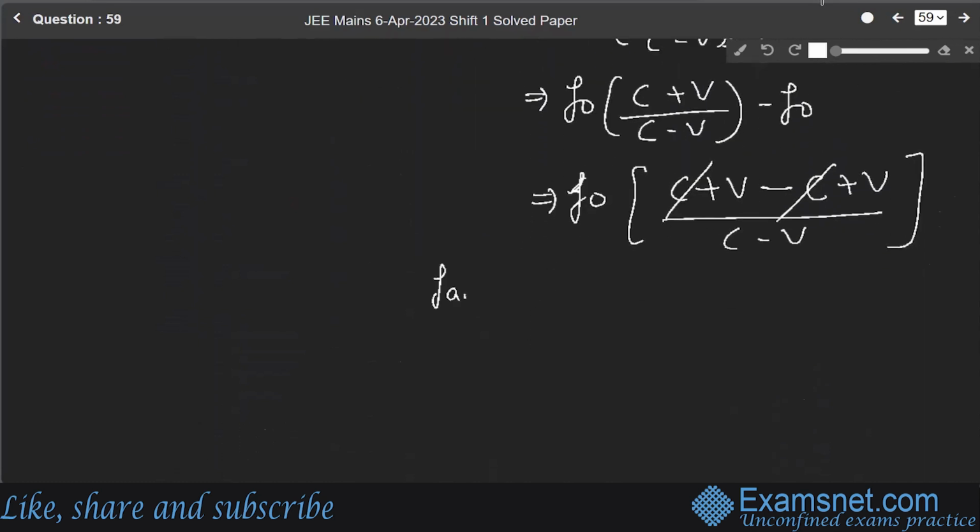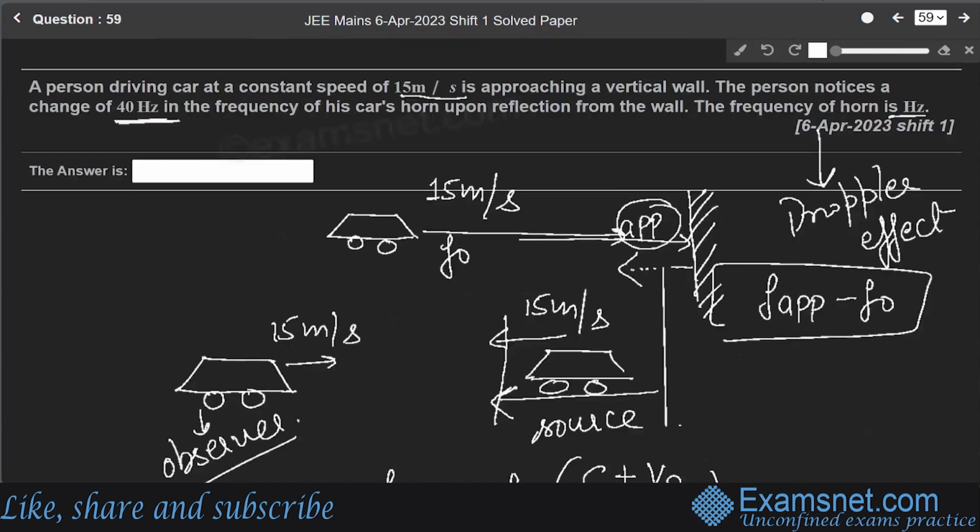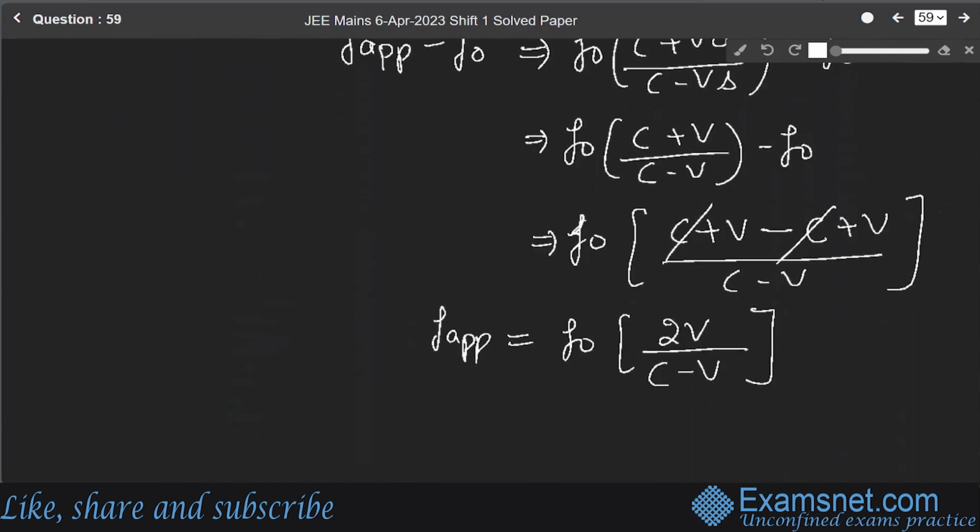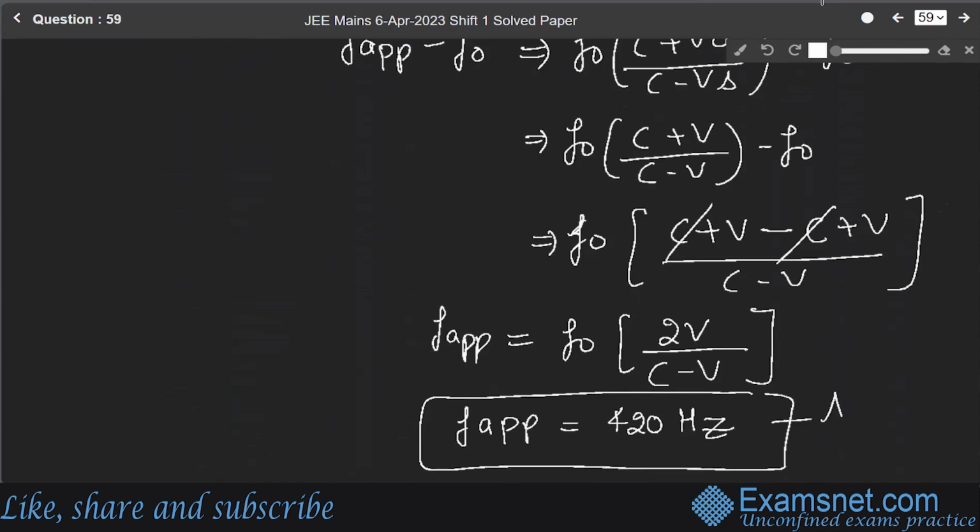So F apparent will be equals to F naught 2V over C minus V, taking V as 15 meter per second, and solving this equation, we get F apparent equals to 420 hertz. This is our final answer.